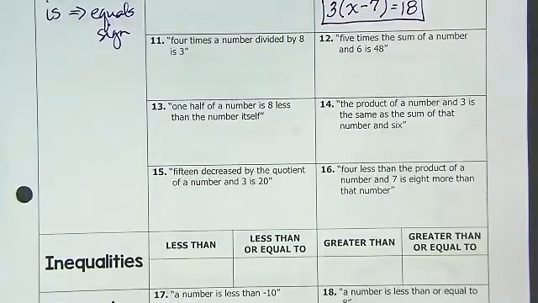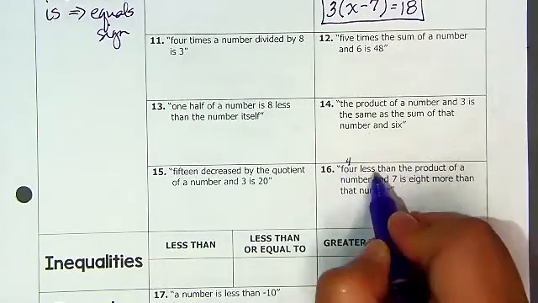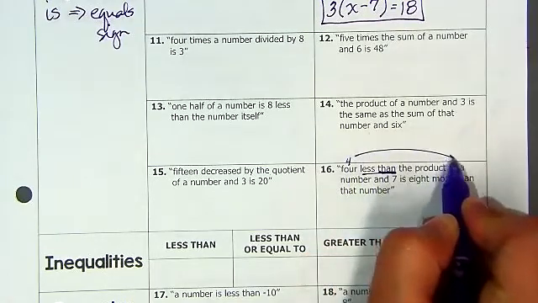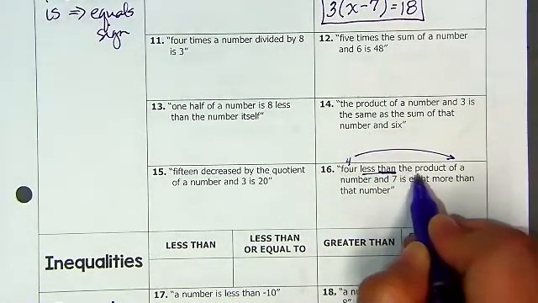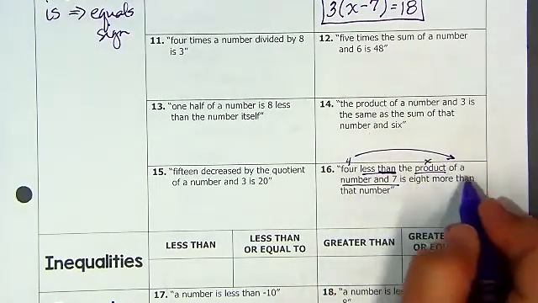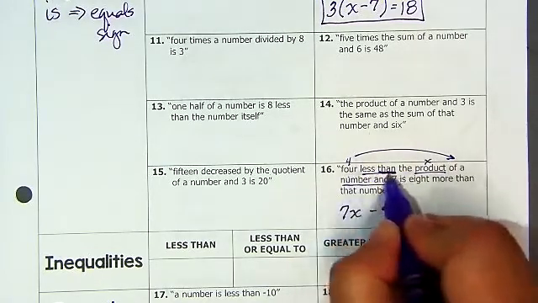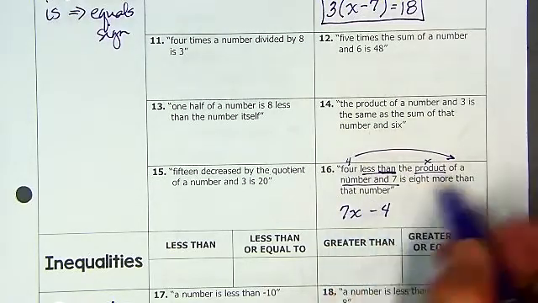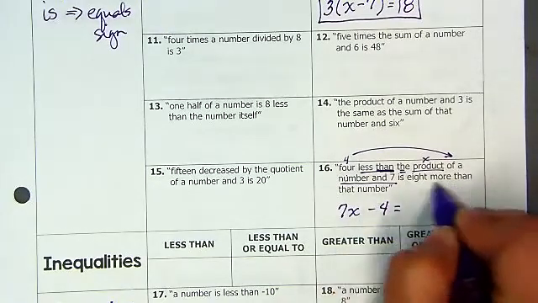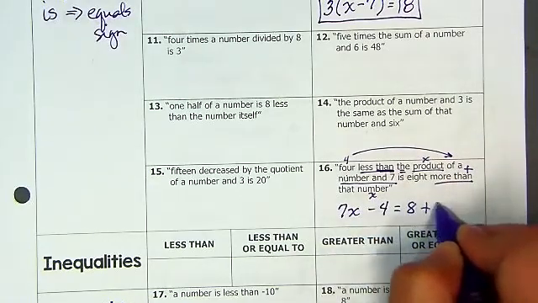Jumping down to 16. It says 4 less than. So I know I have a 4 less than, the keyword there is than. That means that this 4 is going to go to the back. The product, so that's multiplication, of a number and 7. So I'm going to have 7x minus 4 because it says 4 less than the product. So the 4 has to come behind it. Is equals 8 more than that number. So more than is going to be plus, and then here's the x. So I'm going to have 8 plus x.